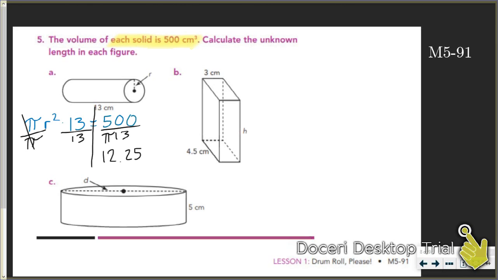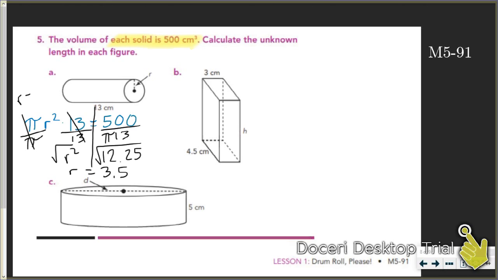Well, these pi's canceled out, these 13's canceled out, so now all we have is r squared. So if r squared equals 12 and 25 hundredths, we know that the opposite of squaring something is square root. So if we do the square root of 12 and 25 hundredths, we get 3.5. So we know that r equals 3.5.